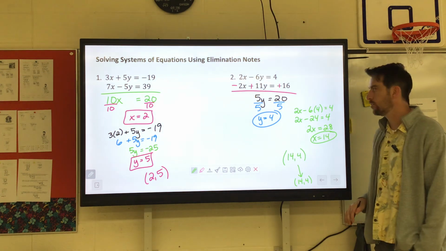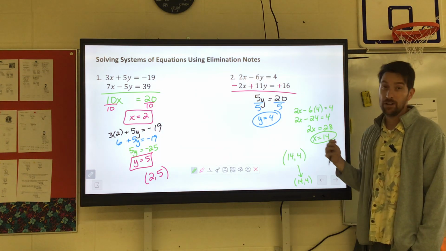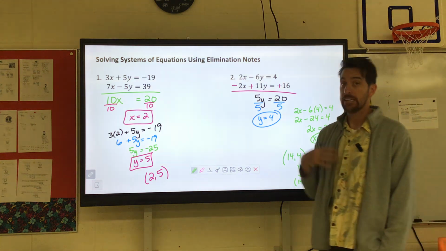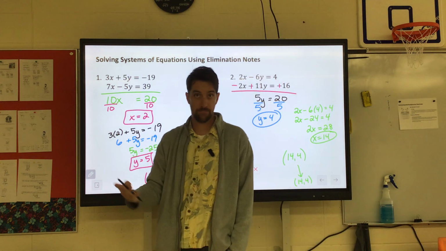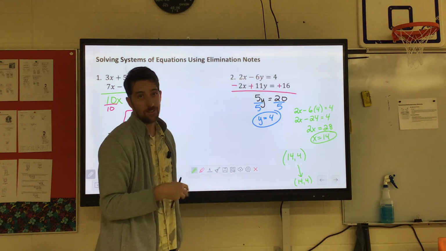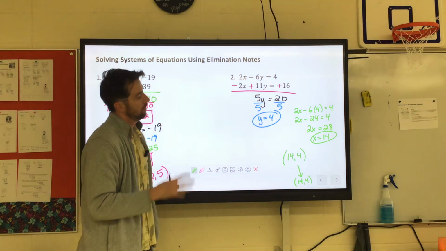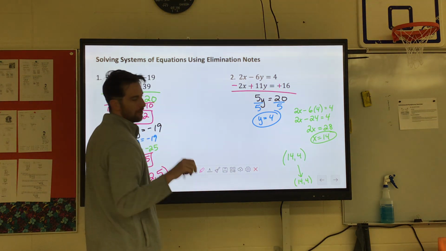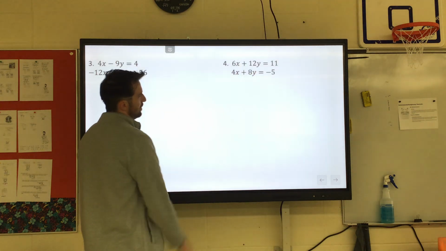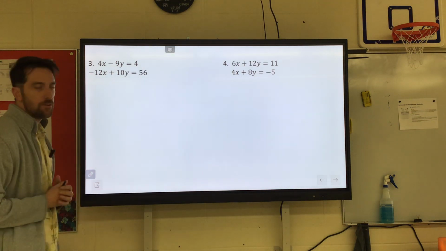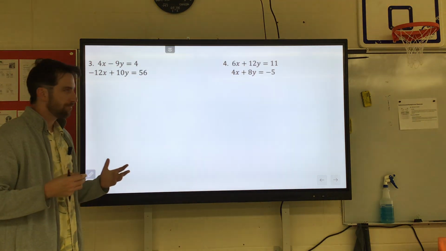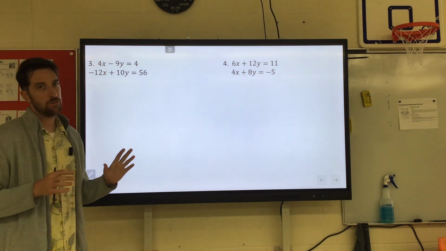Same thing we got the other way. This work, though, IMO, is significantly easier. So I like elimination the best. But hey, to each their own. So again, this works great when the X and Y are on the same side, even better when the X's or the Y's match up.